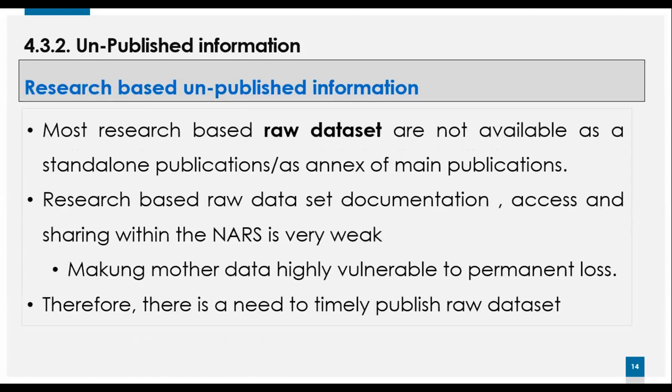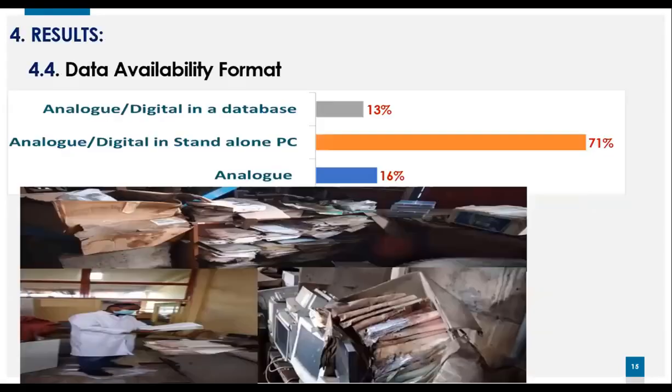And when we look at research-based unpublished information, most research-based raw datasets are not available or accessible, neither as standalone publications nor as annexes of main publications. So this implies that research-based raw dataset documentation, access, and sharing within the national agricultural research system is very weak. This implies the mother data are highly vulnerable to permanent loss. Therefore, there is a need to timely publish raw datasets along with the main publication.